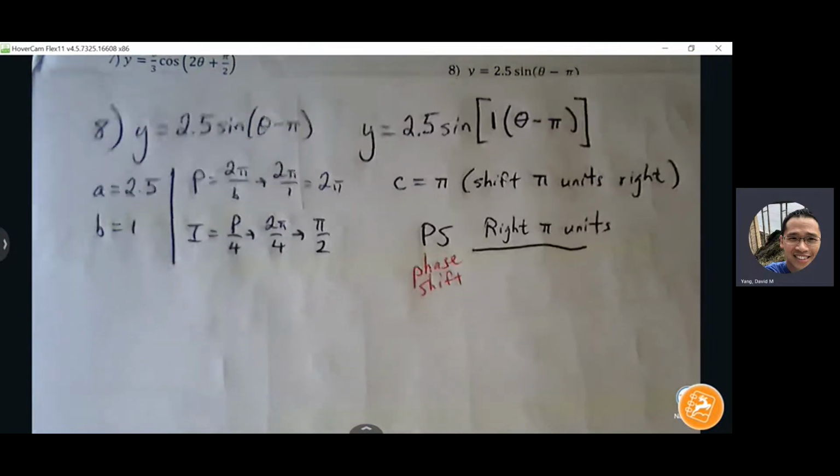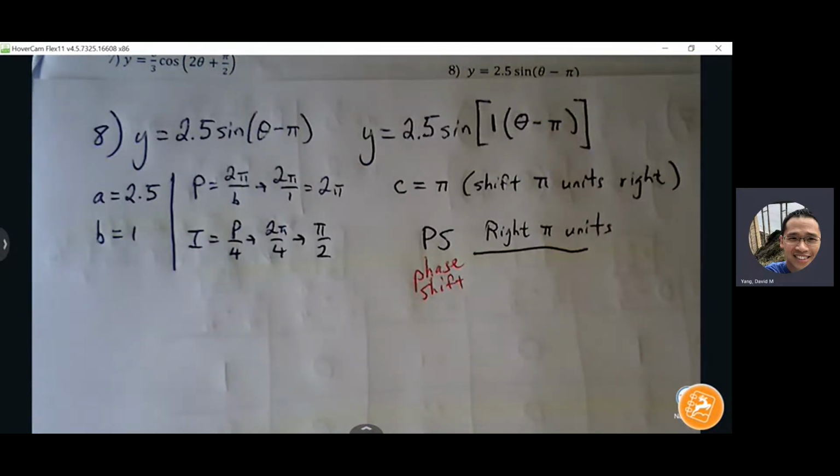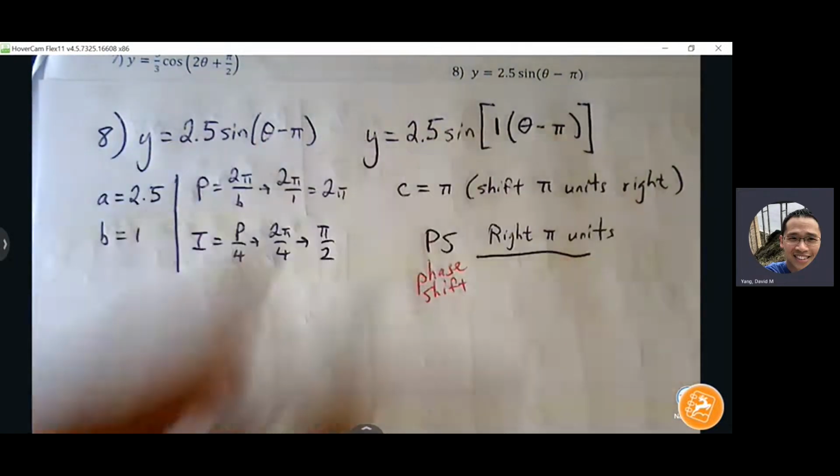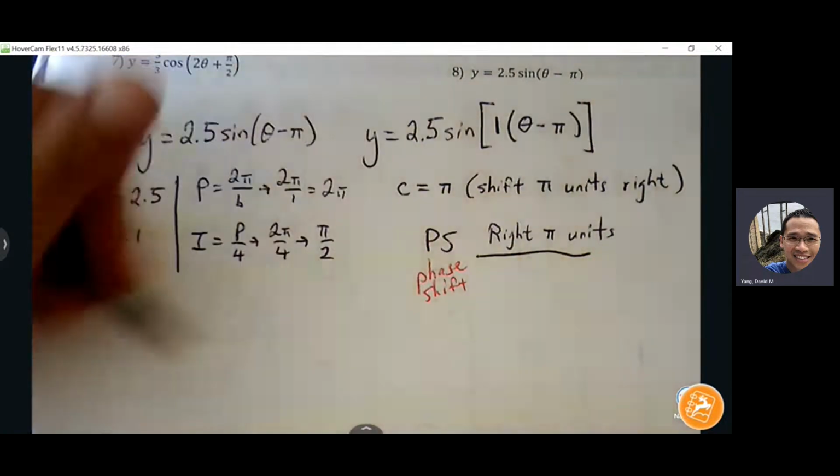Okay, your phase shift will be the last thing that you do. So do all the things that you've done. Just make sure you give yourselves plenty of space and also some space above so that you can do the calculation.